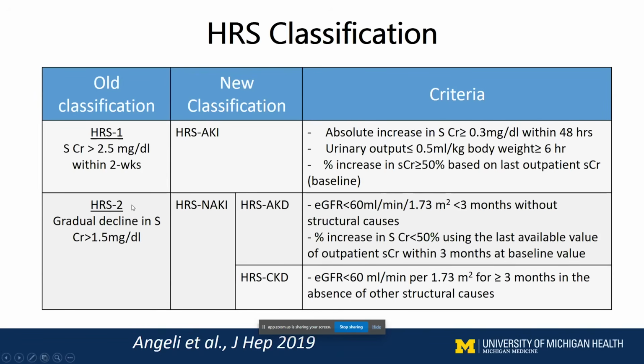Then HRS type 2, which was mainly a gradual decline in kidney function with serum creatinine greater than 1.5 milligram per dL, usually seen in patients who have mainly refractory ascites. And this term is now called HRS non-AKI, and this is further divided into HRS-AKD, acute kidney disease, and HRS-CKD, based upon the eGFR less than 60 mL per minute duration. So if it is less than 3 months without any structural damage, then it is HRS-AKD. If it is greater than 3 months, then it is called HRS-CKD.